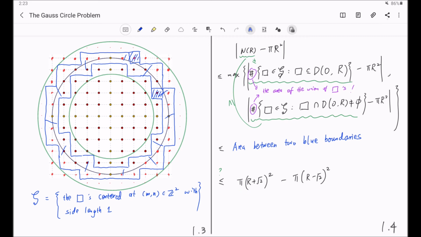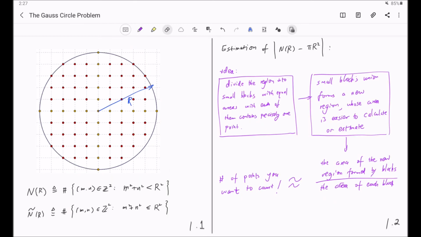which is precisely this. Now what is this difference? This difference is equal to 4 times square root of 2 times pi r, if you compute it. And this tells you the error is actually a big omega of r. So finally we get the result we want. So this completes our estimation of this.